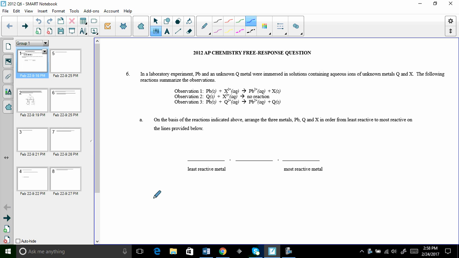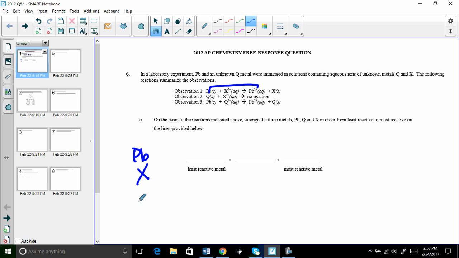Okay, so for instance, Pb can kick X out of solution, because this is single replacement, so this is a singleton, and this is like some aqueous salt. So because Pb can kick out X, we know that Pb is more reactive than X. And then observation 2, Q cannot kick out X, which means Q is less reactive than X.